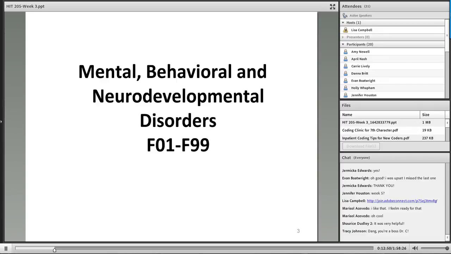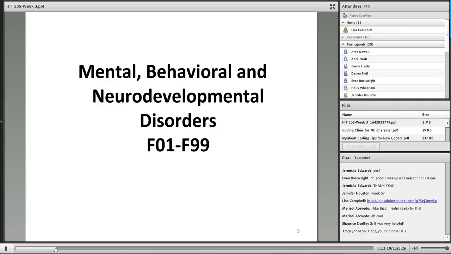So the one resource, which is the DSM, happens to be one of your discussion board questions for this week. And the most recent version of the DSM, what I like about it is not only does it tell me about a disease that I'm not familiar with, it also gives me some potential ICD-10 codes.